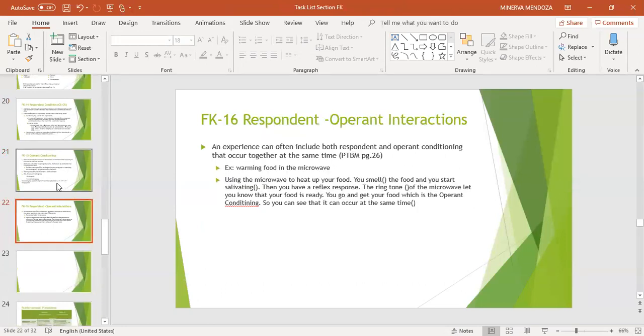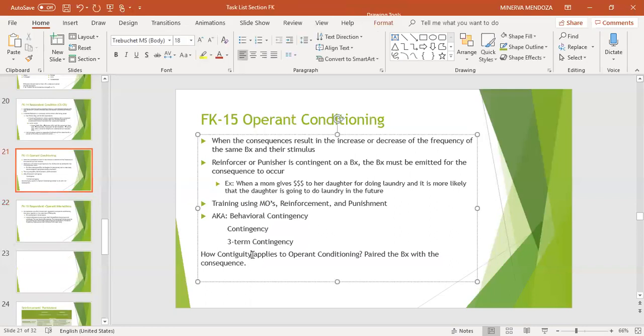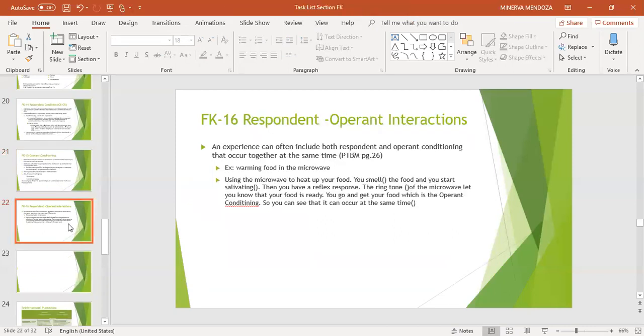Actually, I'm looking at the AKA for contiguity, and it's temporal contiguity. So that could help just understand that it has to do with time. Yeah, temporal time, contiguity time. Okay, nice. Okay, last one.